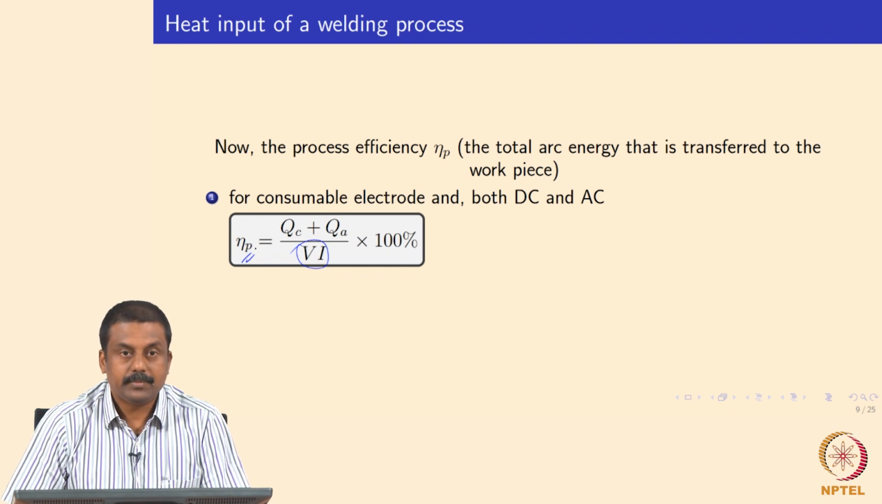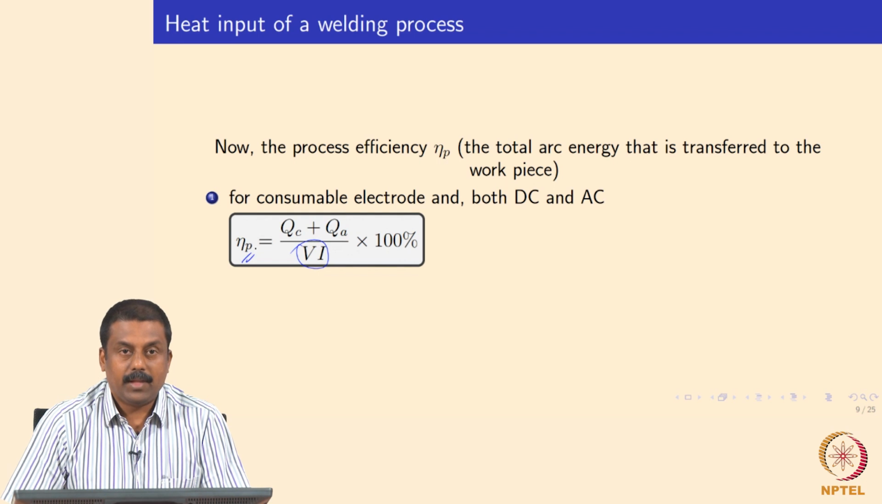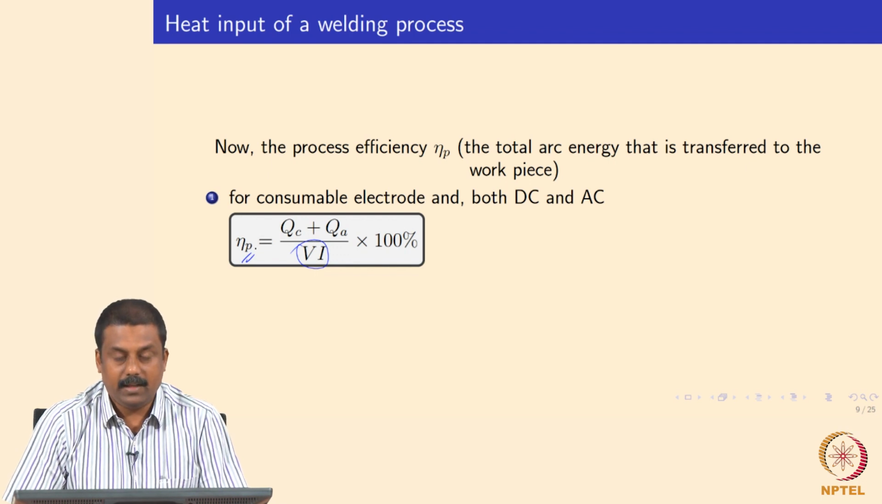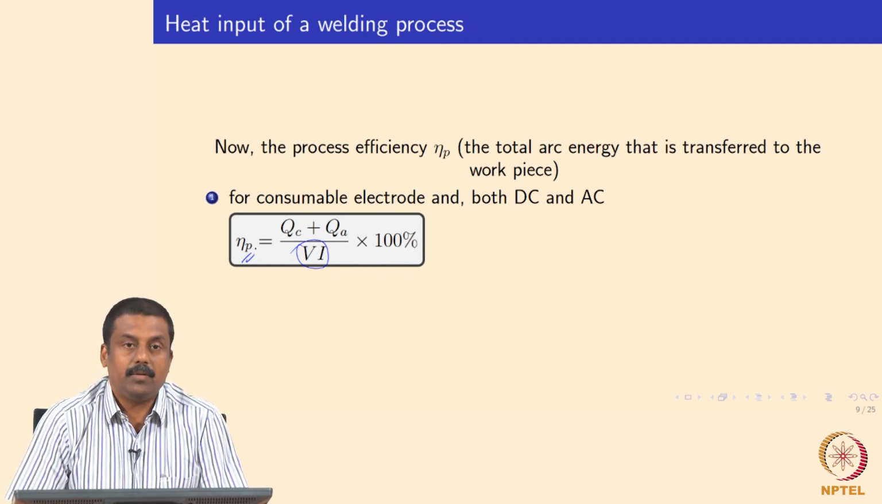So as I explained, whether you have a filler as an anode or cathode is irrelevant, because you are melting the filler and transferring the entire heat that is there in your electrode towards the workpiece. If you have a non-consumable welding process, for example gas tungsten arc welding, you are not transferring the entire heat from the electrode because you are not melting the electrode, right?